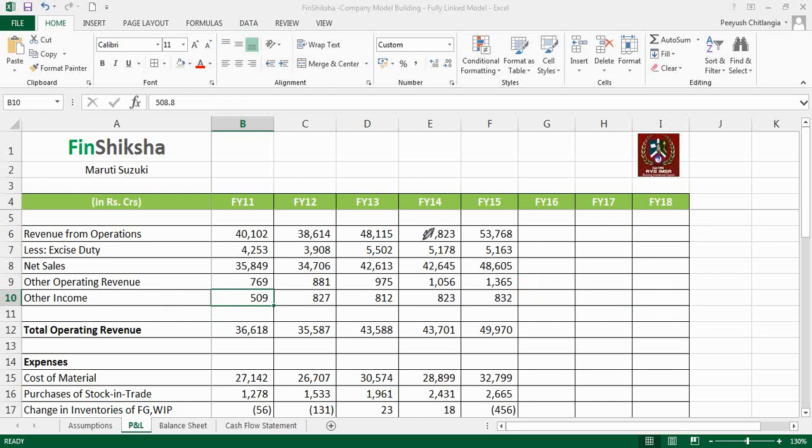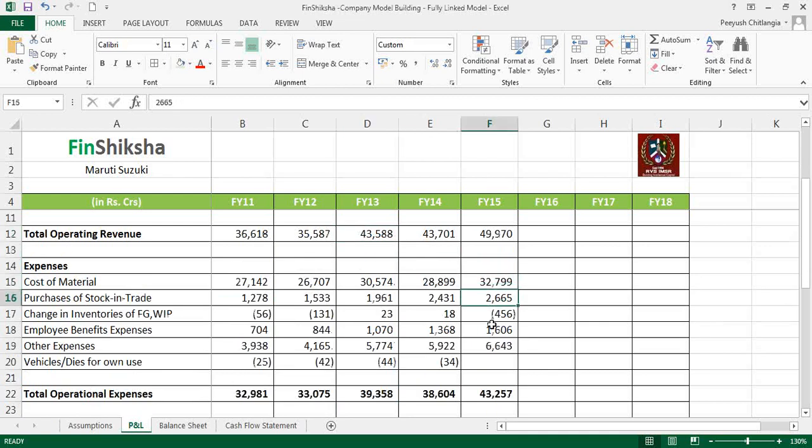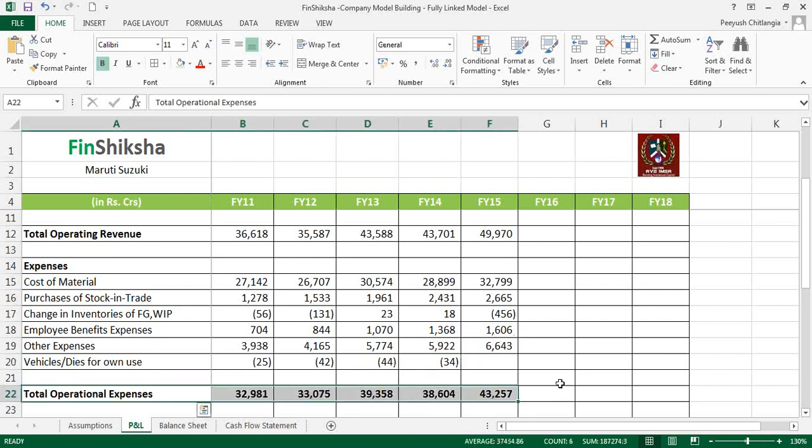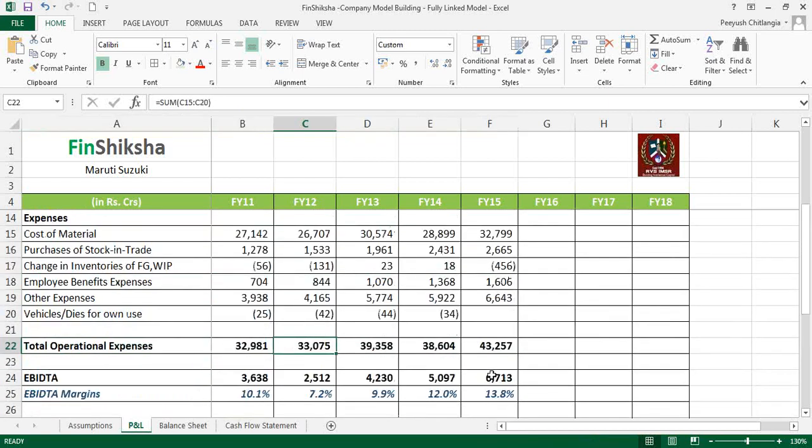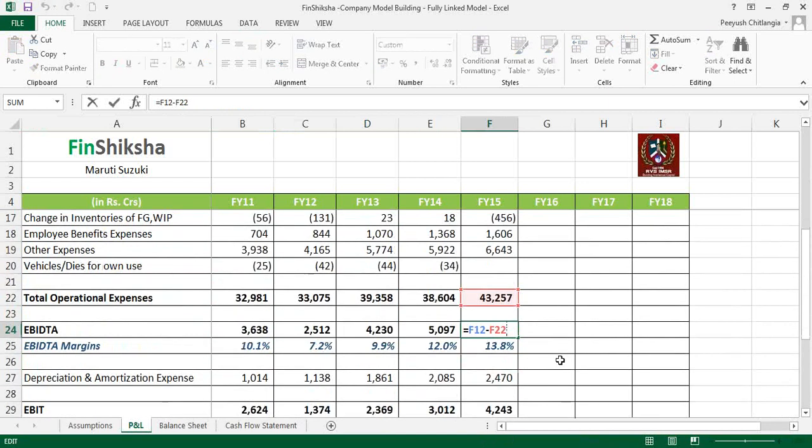Then we have their cost of sales or expenses, where we have raw material cost, purchases of stock in trade, change in inventories, employee benefit expenses, other expenses, and some meager small expense on vehicle or die for own use, which gives us the total operational expenses for the company, right? That's given to us. Then sales minus operational expenses should give us operating profit. So this is sales minus the operational expenses, and operating profit margin is nothing but the EBITDA margin, which is your EBITDA divided by the sales number, right?